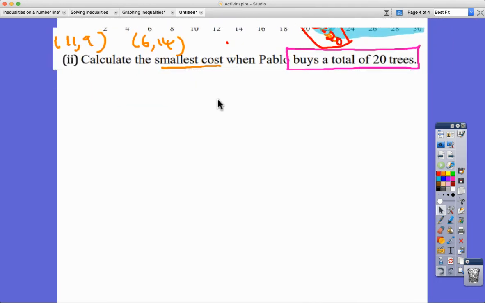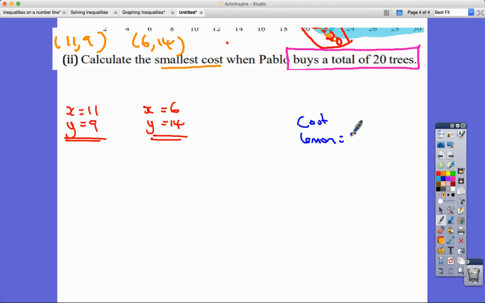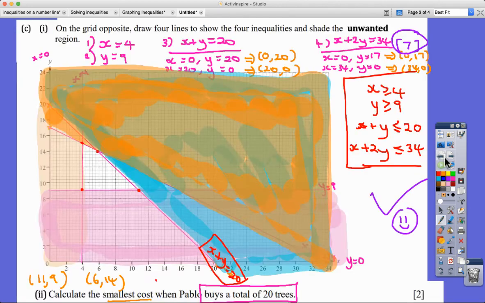Okay, there are two possible numbers of trees. You might already have spotted which one it would be. We could either have 11 lemon trees and 9 orange trees, or we can have 6 lemon trees and 14. Oh, sorry, it's 14. Now, what would the cost be in each case? Cost of a lemon tree, we know is $5, and an orange tree is $10. That's correct, right? I'm going to double check that.